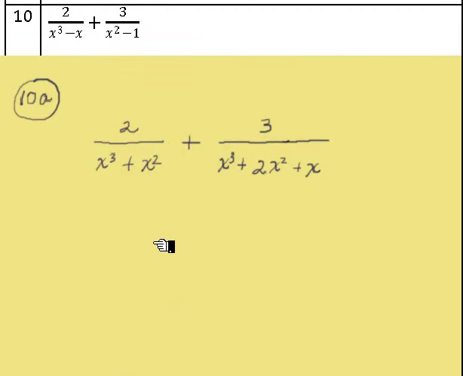I added another problem to our practice problems, something along the lines of problem 10, where we want to get a common denominator and then add these fractions. We're going to first factor the denominators. This first denominator has a common factor of x squared, so let's pull that out. The second one has a common factor of x, so let's pull that out. In parentheses, we have a quadratic which factors further.